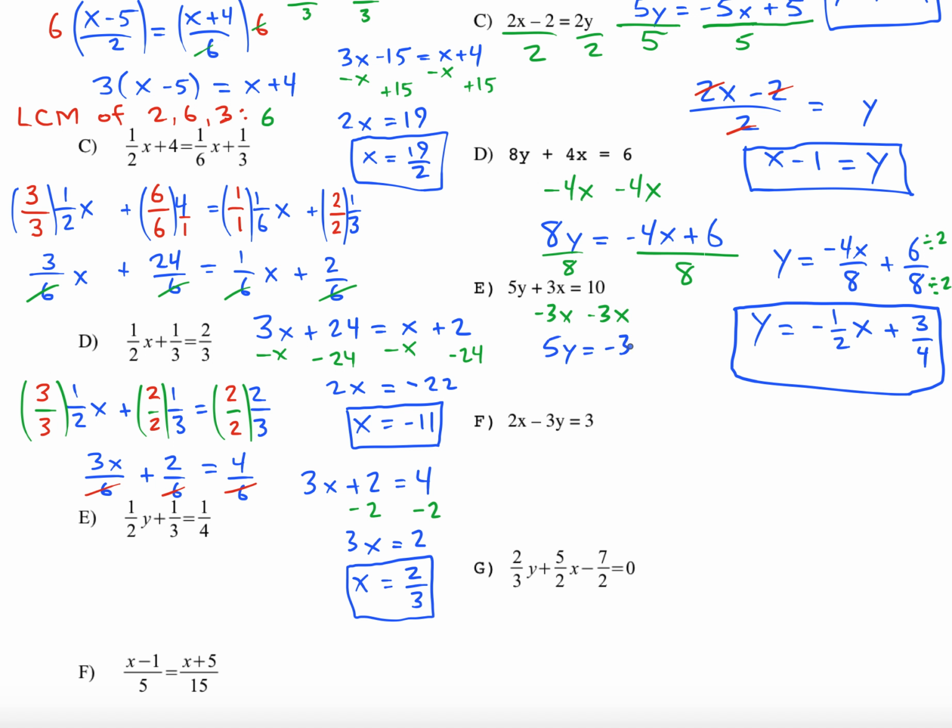Here we get y equals negative 3x plus 10 over 5. The 5 can reduce with the 10, but it can't reduce with the 3. So all I can do is maybe break it up into 2 parts, but that's all I can do.